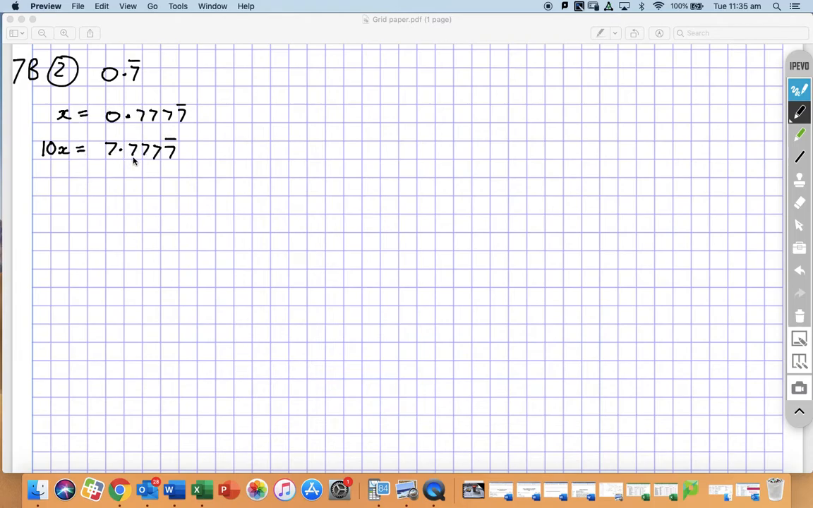How could I use these two values, x and 10x, to get to something with no decimals? I could look at 9x. I could do 10x minus x, which would leave me with 7. Right? So these questions are really quite neat. Therefore x would have to equal, divide both sides by 9, 7 ninths. Tick. Done. So that was A.